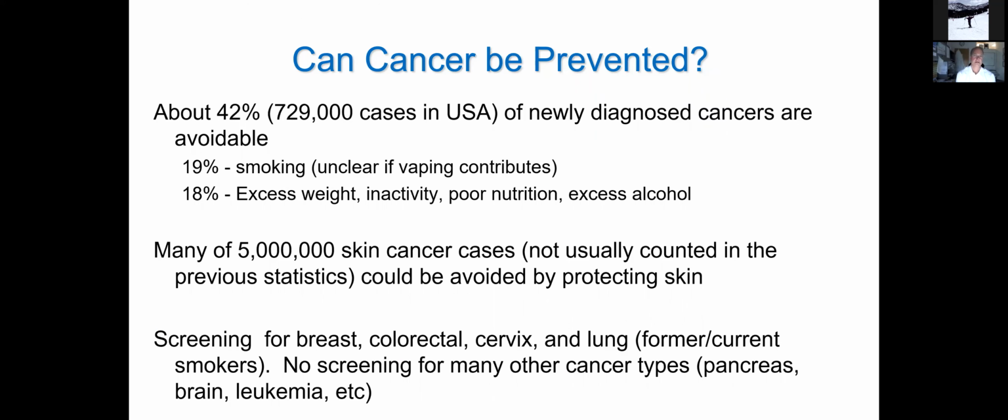What about cancer prevention? It's thought that more than 40% of cancers are avoidable. About 20% would be avoided if people stopped smoking. There are a lot of studies going on now about vaping, because vaping is a relatively more recent phenomenon, and we're not sure what the cancer-causing properties are. And then obesity is a big one. Excess weight, inactivity, poor nutrition, and excess alcohol all also lead to cancer. So if people basically stopped smoking and maintained a healthy weight without excessive drinking, over 40% of cancers would be avoided.